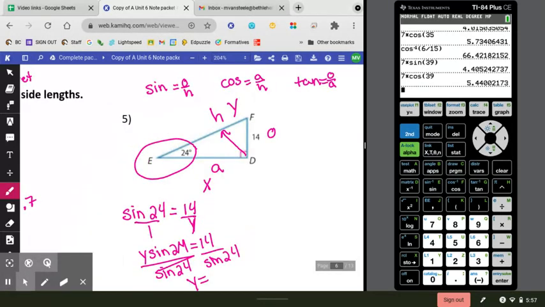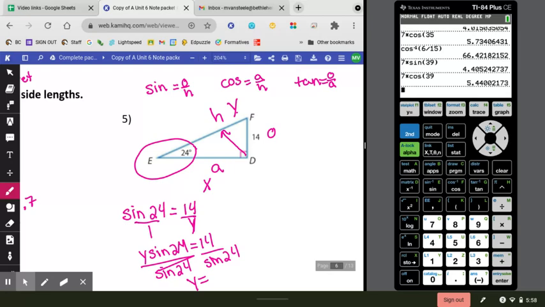Okay, so I started setting up number 5. E is the angle we know, so that means 14 is opposite. ED, which I labeled x, is our adjacent, and our hypotenuse is y. Our ratios are sine is opposite over hypotenuse, cosine is adjacent over hypotenuse, and tangent is opposite over adjacent.